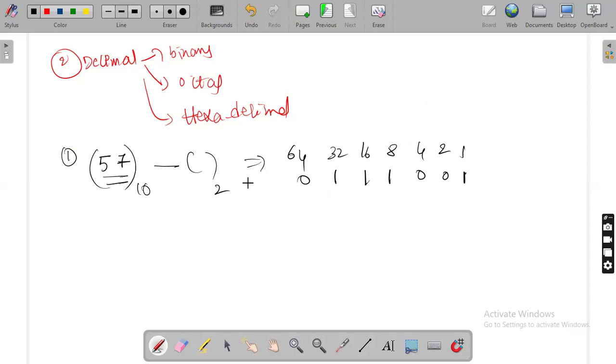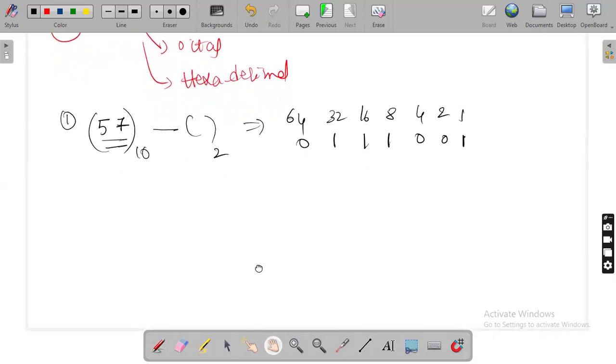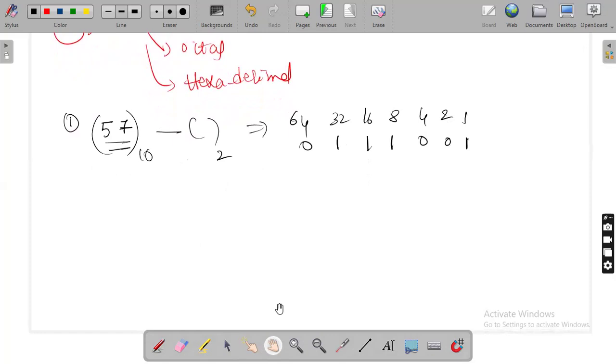So this is the conversion of decimal to binary. Then decimal to octal. Now confusion will come actually. Up to now easy, but now onwards confusions. So be careful. Now what is our second target?